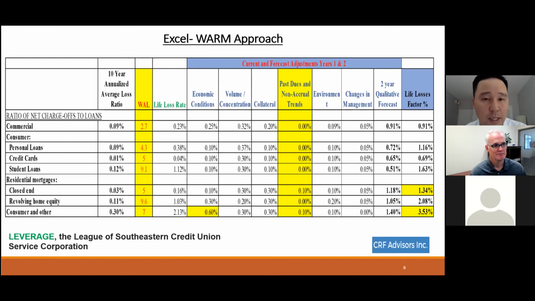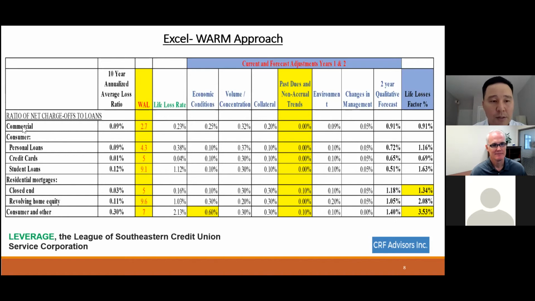loss rate. As you can see on this template, it starts off with your 10-year annualized average loss ratio. So we have a template that identifies what the annualized loss ratios have been for the past 10 years. The good thing is that this can easily be taken off a call report, off your historical loan data. That's why I say it's important to get your charge-off information together, because it helps in identifying what the annualized loss rates have been for the past 10 years for each respective loan pool.